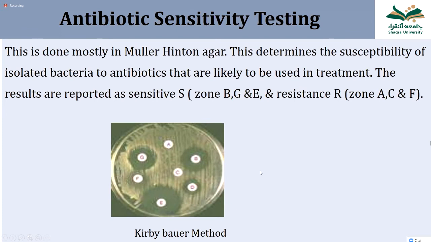So there are guidelines that if the zone is very wide, it is sensitive. If the zone is very narrow, it may be intermediate sensitive or resistant. And if there is no zone, it is resistant, because this antibiotic is not working. That is why the bacteria are growing very near the disc also. So this is resistant. This is also resistant because very near, no growth is there. Okay. And this is sensitive, this is sensitive, this is sensitive, you can say. Is that clear?